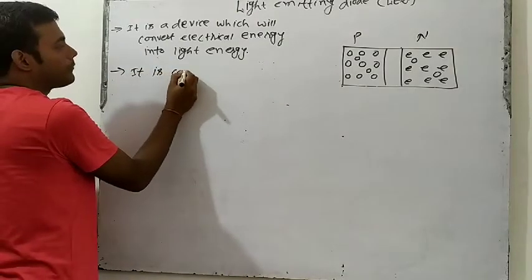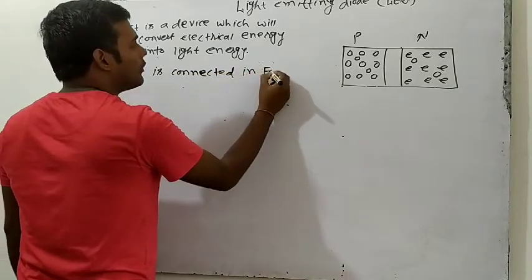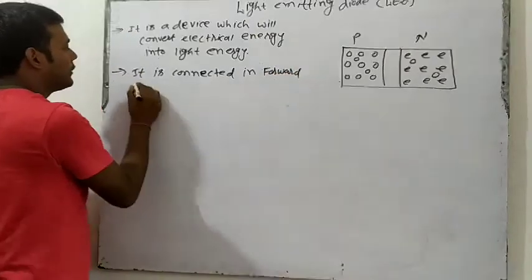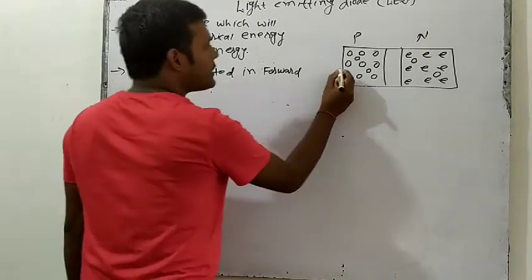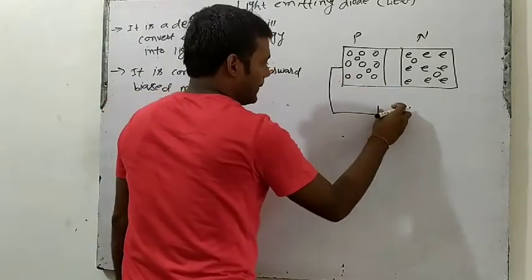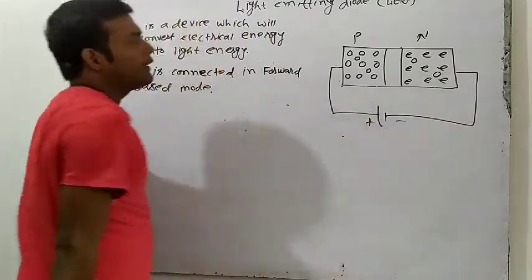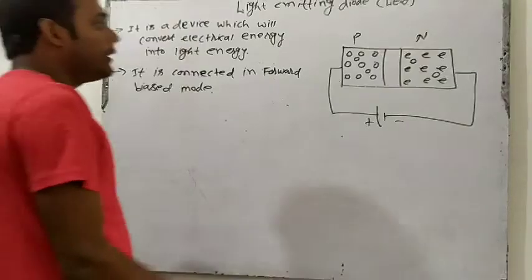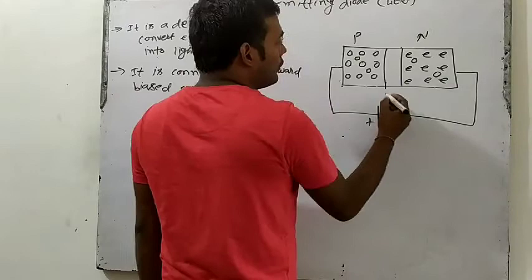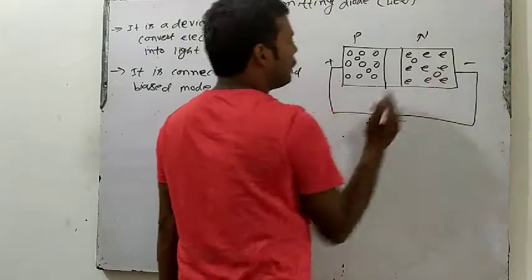Forward biased mode means P with positive and N with negative. So P side with positive terminal and N side with negative terminal. We will connect like this. If this will happen, then what will be there? So positive will be here, negative will be here. This is positive, so this will be positive. This is negative, so this will be negative.